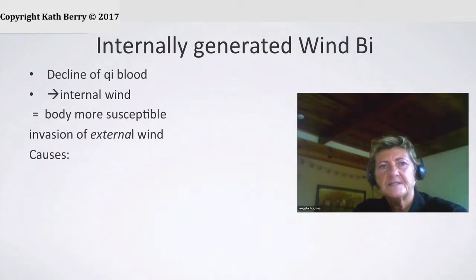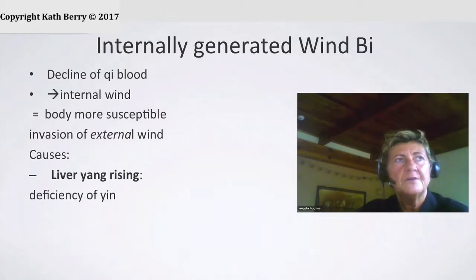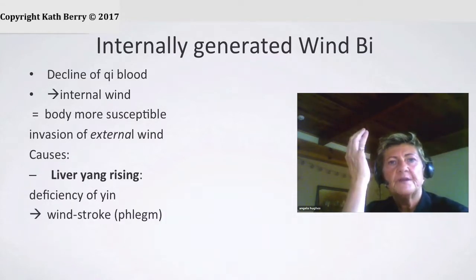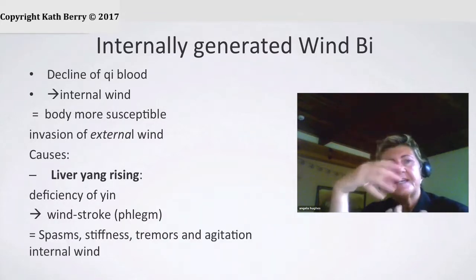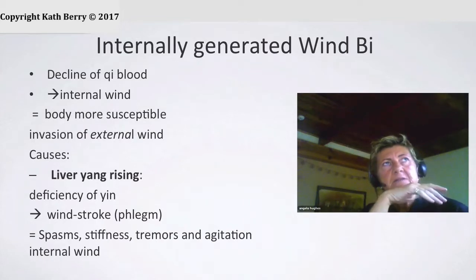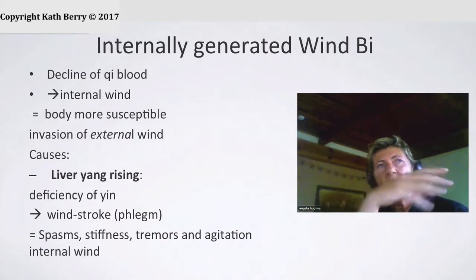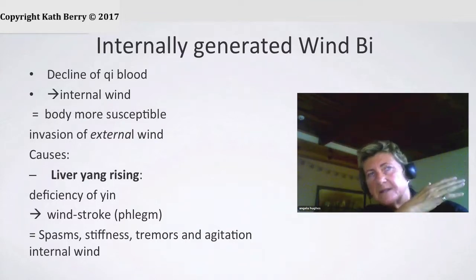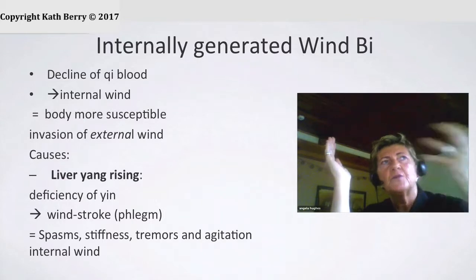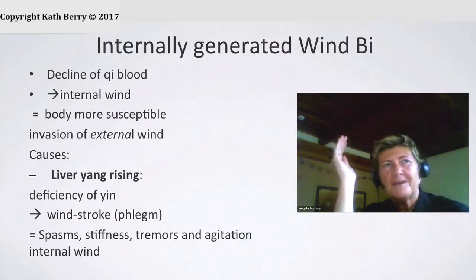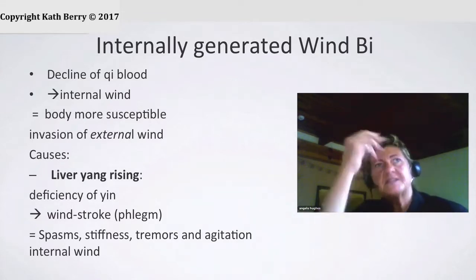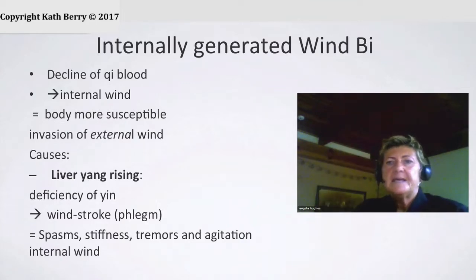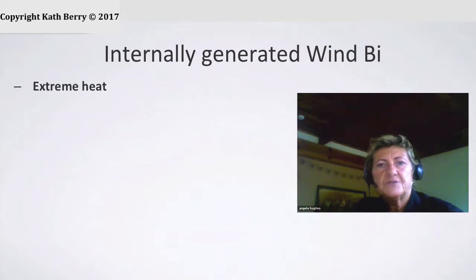Causes of internal wind include liver yang rising, when the yin is not able to hold the yang, and the yang rising brings a flurry of wind, causing spasms and stiffness and tremors. It's like an agitation. The way I like to think of this is that if you're in the London Underground and you've got this kind of vacuum, and then a train comes in, and as it pulls out really quickly, you get this flurry behind of crisp packets and candy wrappers, or toffee papers as we call them. That's the way that the liver yang rises and sucks up the wind behind it. Extreme heat can also cause internal wind as it burns up the yin in the fluids.